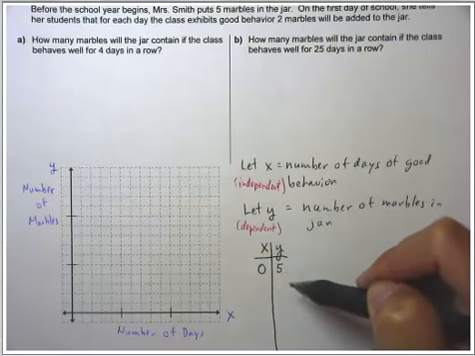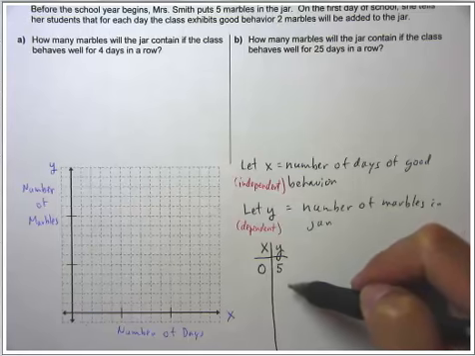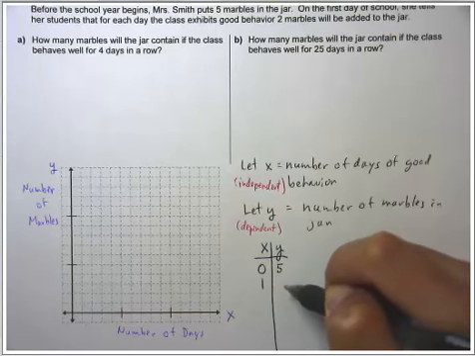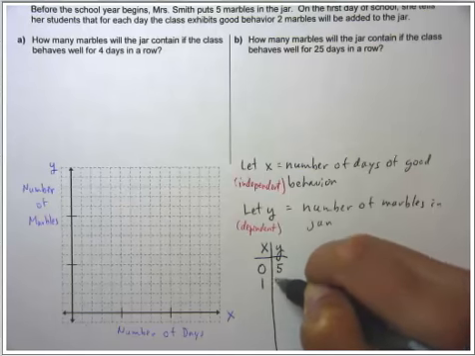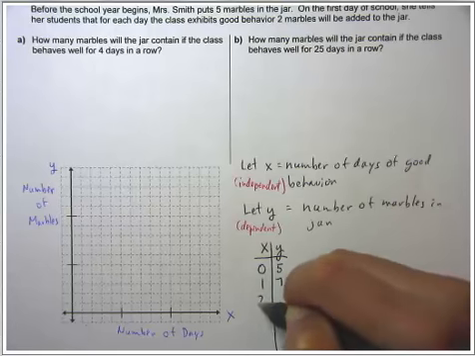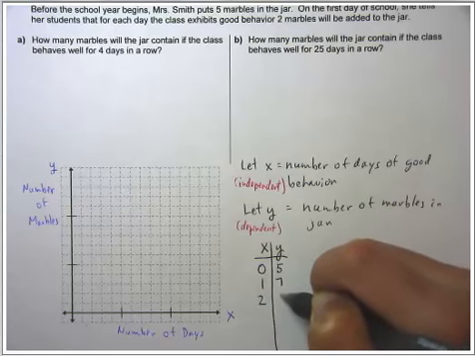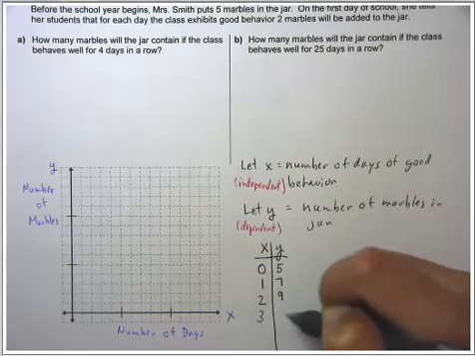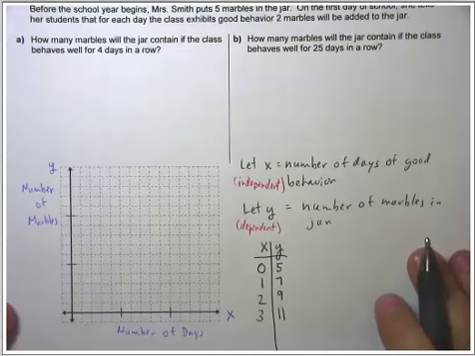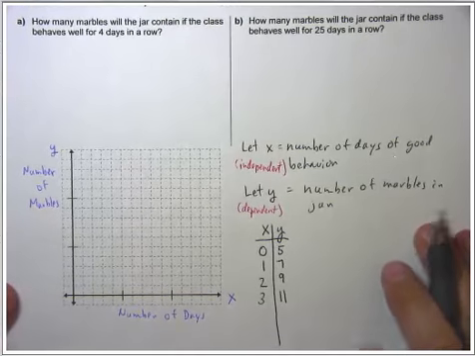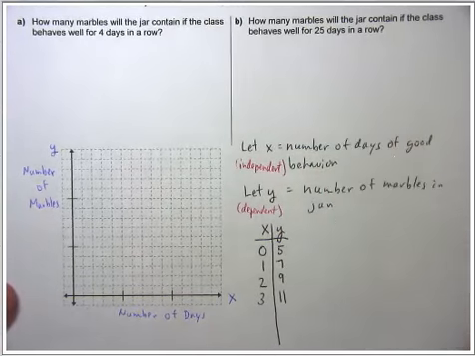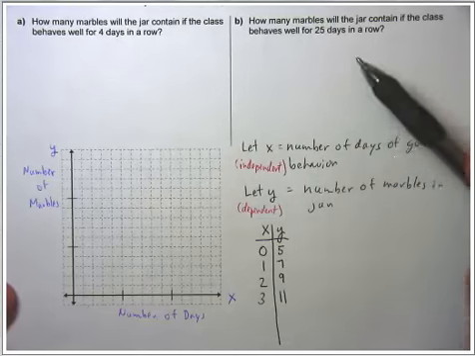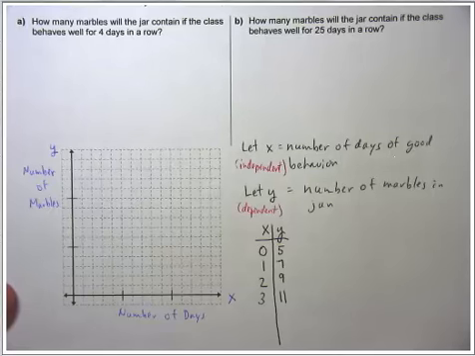Then after that, every time there's a good day, we're going to add 2 marbles in the jar. So on day 1, if they behave well, there would be 7 marbles in the jar. On day 2, there would be 9 marbles. And then on day 3, if they continue to behave well, there would be 11 marbles. We need to assume that they're behaving well in order to answer these questions, because we're seeing if they continue to behave well, how many marbles will they get for 4 days and for 25 days. All right, let's graph this.